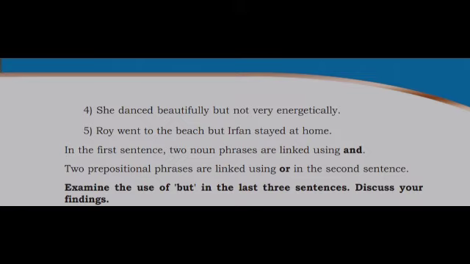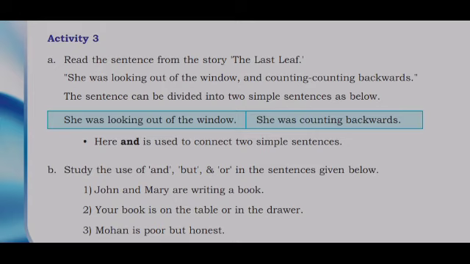Now, let's analyze the given sentences. Look at the first sentence. John and Mary are writing a book. Here, the conjunction and is used to connect two noun phrases. Which are the two noun phrases? John, Mary. You know that, children, a noun is a naming word. So, John is a noun phrase, Mary is a noun phrase, and these two noun phrases are linked using the conjunction and.